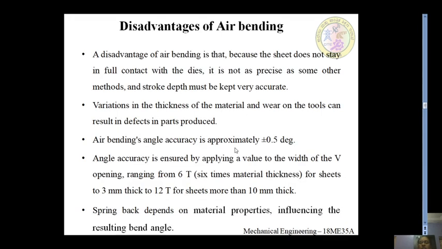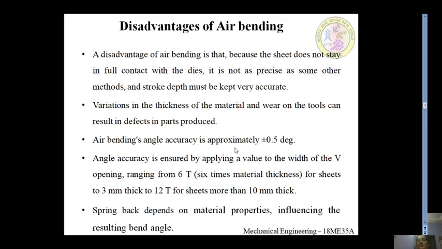But the limitation of air bending is that because the sheet does not stay in full contact with the dies, it's not as precise as some other methods, and stroke depth must be kept very accurate. Variations in the thickness of the material and wear on the tools can result in defects in the parts produced. Air bending angle accuracy is approximately plus or minus 0.5 degree.